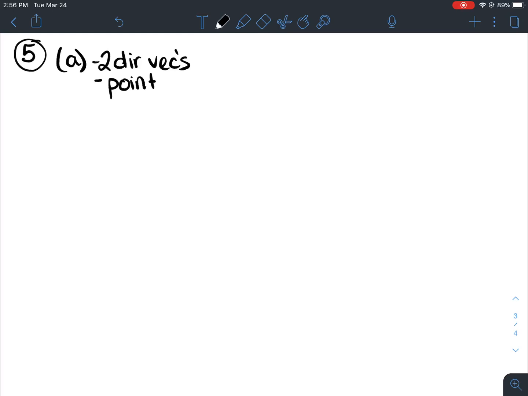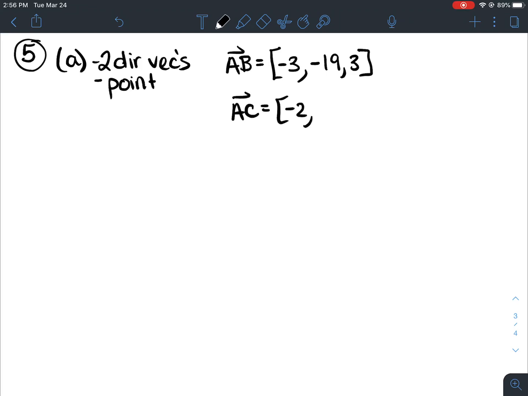Okay, so I'm going to use the vector. You could get a different answer than me in PS, depending on which direction vectors you use. I'm going to do AB and AC. So for AB, I got -3, -19, 3. And for vector AC, I got -2, -14, -5. So I got 2 direction vectors.